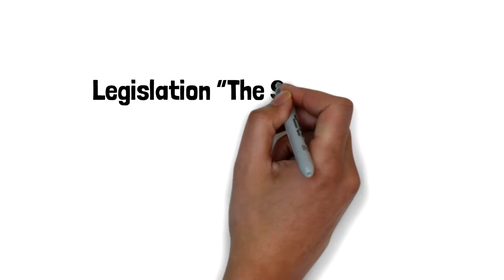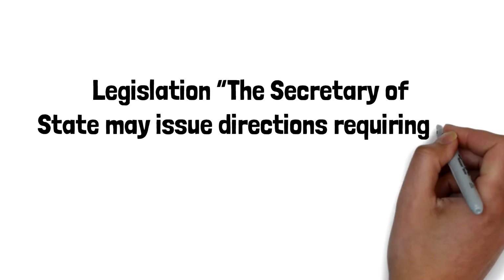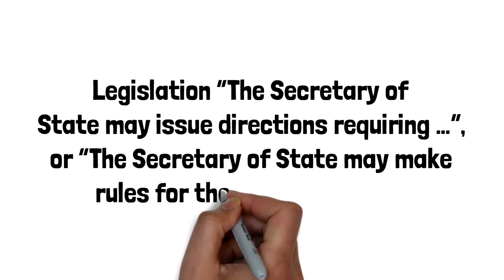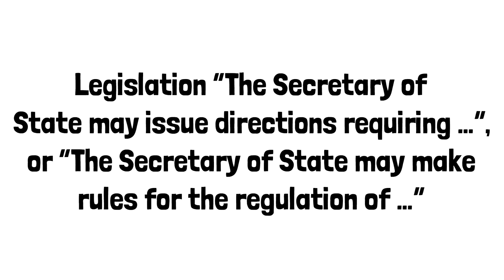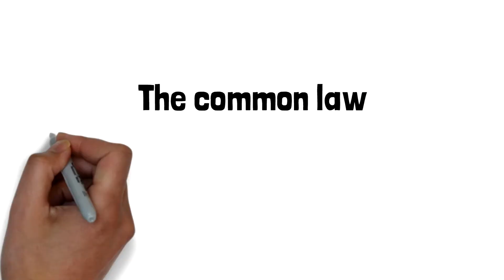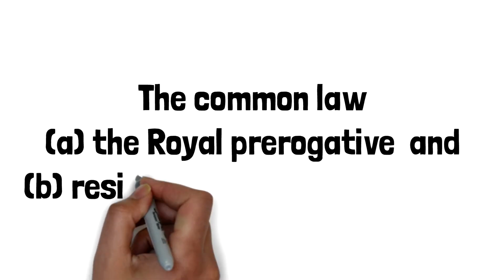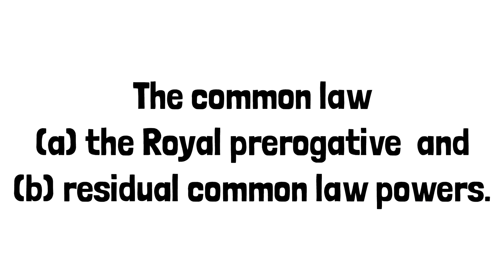So the source of central government power is firstly legislation, so primary and secondary legislation. This would typically state, for example, the Secretary of State may issue directions requiring X, or the Secretary of State may make rules for the regulation of Y. And then, apart from legislation, there's the common law, case law, which delineates the extent of, firstly, the royal prerogative, and secondly, residual common law powers.